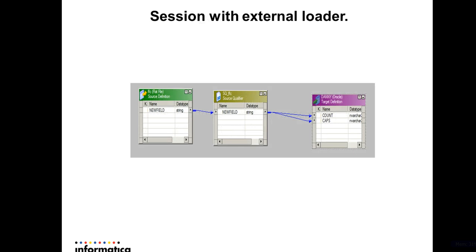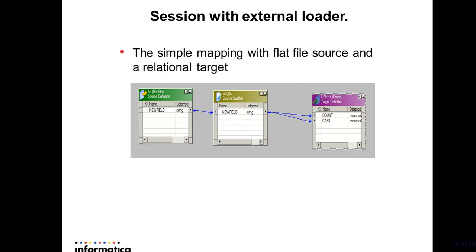For this example, a very simple mapping has been considered. The mapping reads from a flat file source and writes to a relational target. In this case, it is Oracle.